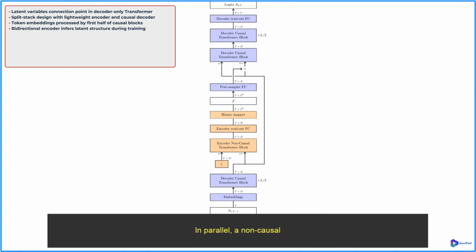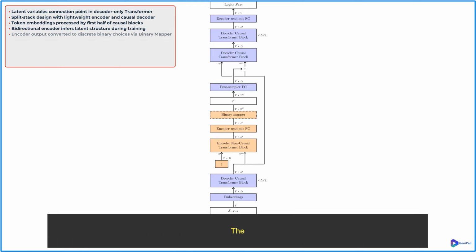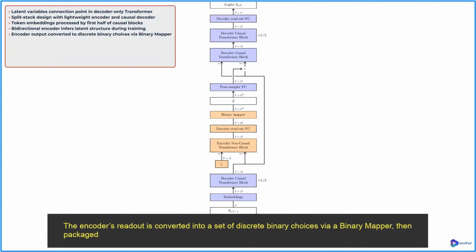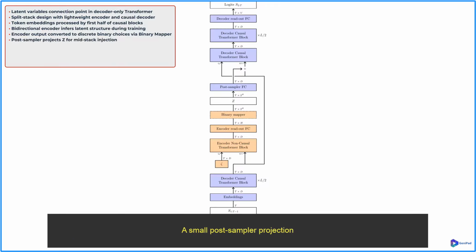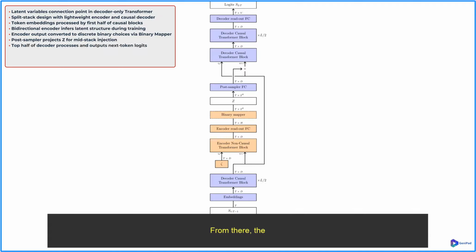In parallel, a non-causal, bidirectional encoder looks across the entire sequence during training to infer latent structure that the prefix alone can't reveal. The encoder's readout is converted into a set of discrete binary choices via a binary mapper, then packaged as a sparse 2H-channel 1-hot representation Z. A small post-sampler projection turns Z into a signal that can be injected back into the model midway through the stack. From there, the top half of the causal decoder continues processing, and the final readout produces next token logits.